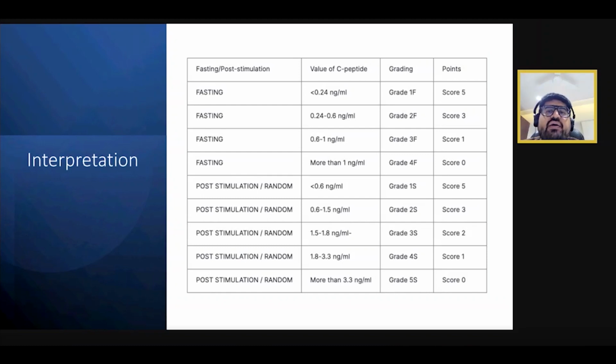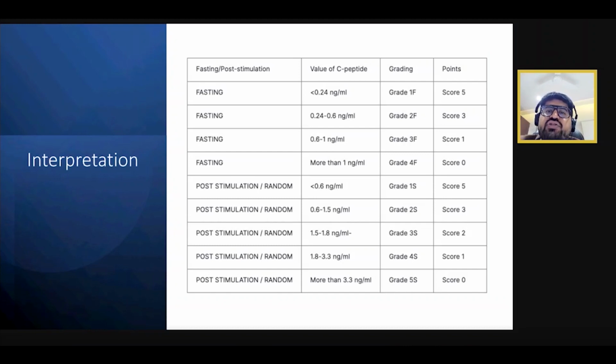Whereas post-meal, or random, in fact, you can do a random C-peptide also. If you don't have lab facilities available for all these complicated things, you can do a random C-peptide. And if a random C-peptide is less than 0.6 nanogram per ml, again, this is score 5. Then 0.6 to 1.5, 1.5 to 1.8, 1.8 to 3.3, and more than 3.3, right? So this is the idea.